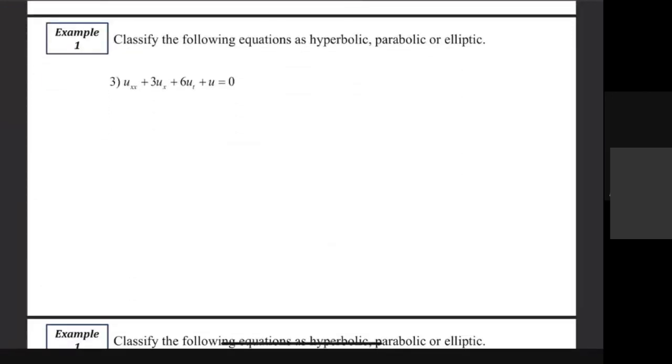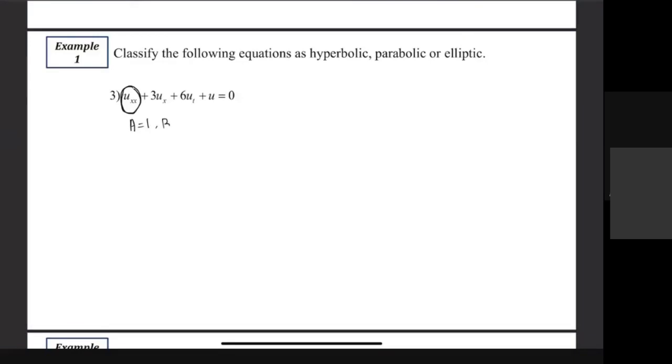Okay, next. So we have uxx, only uxx. So A equal to 1, B equal to 0, C equal to 0. Then substitute B square minus 4AC. 0 minus 4, 1, 0, which is 0. So the equation is parabolic.